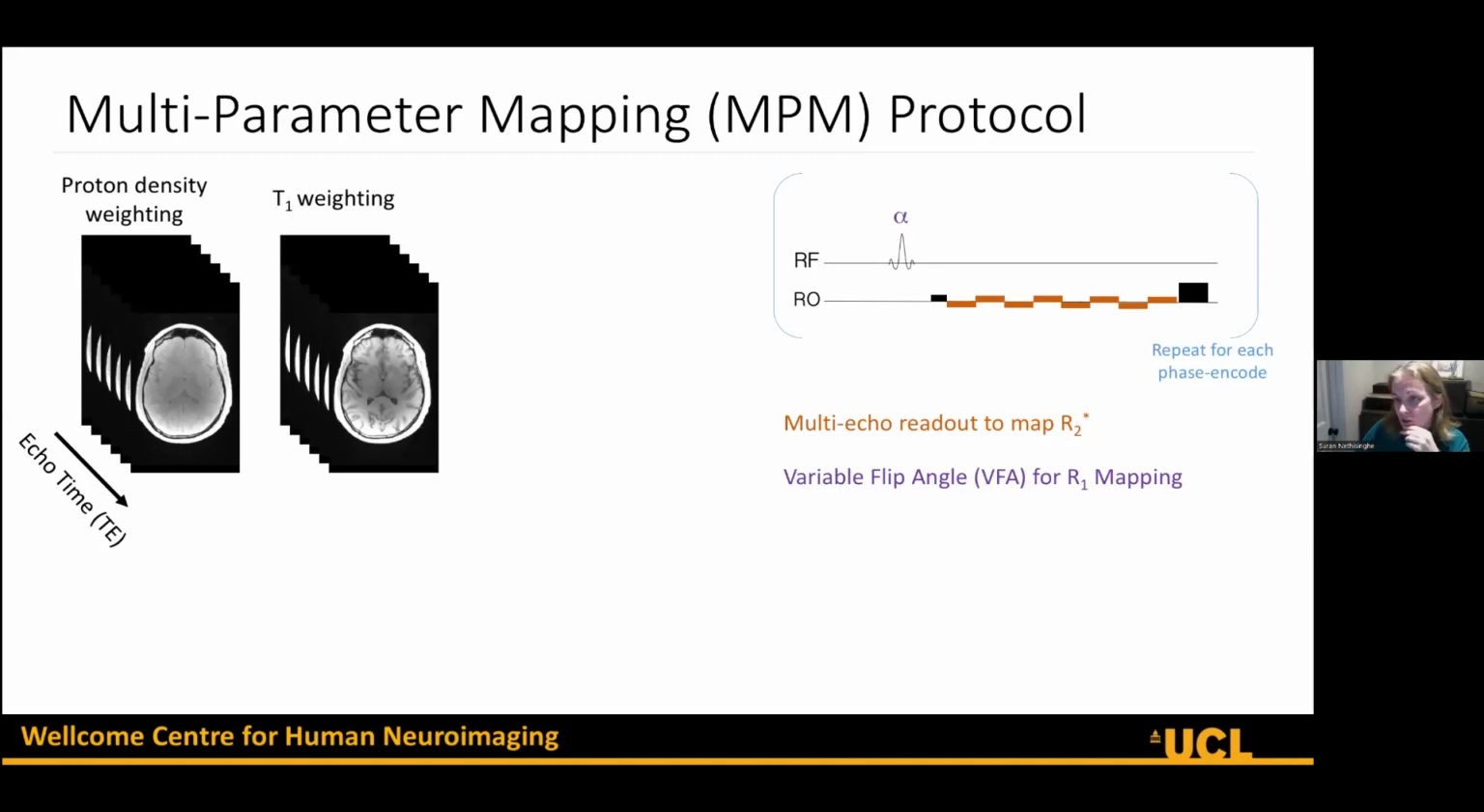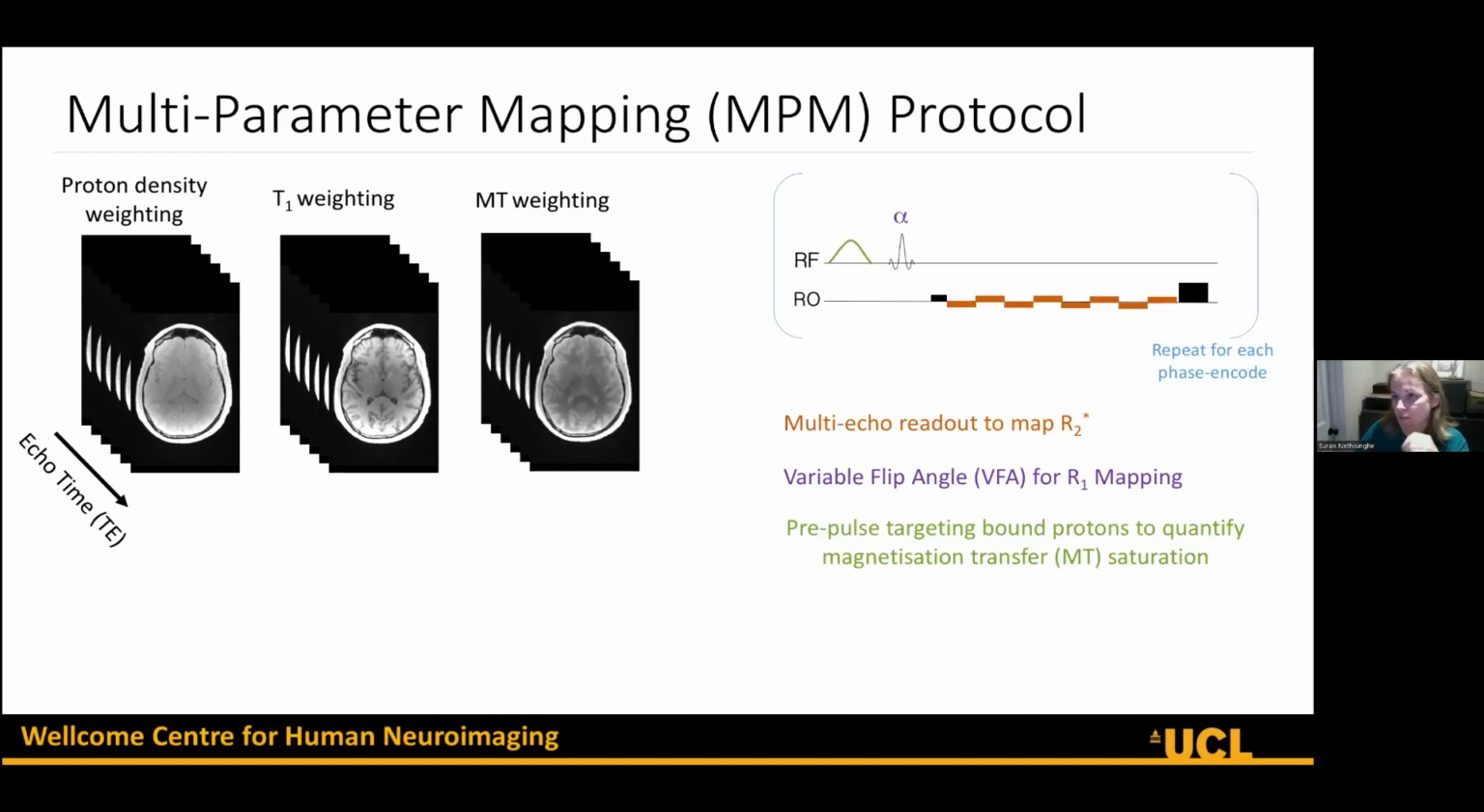What we can also do is change the flip angle of our acquisition, and now we have a variable flip angle approach to mapping the longitudinal relaxation rate, R1, which again tells us about a different aspect of the tissue microstructure. It tells us about how the signal is recovering after it has been disturbed.